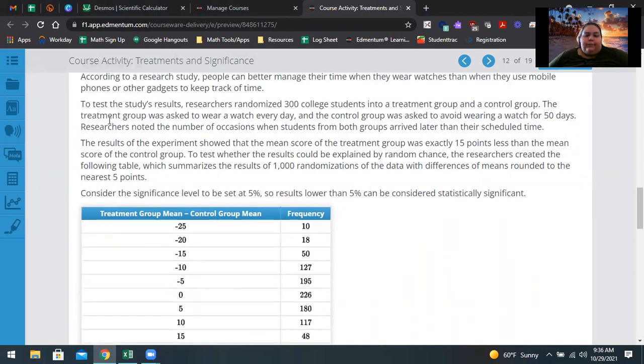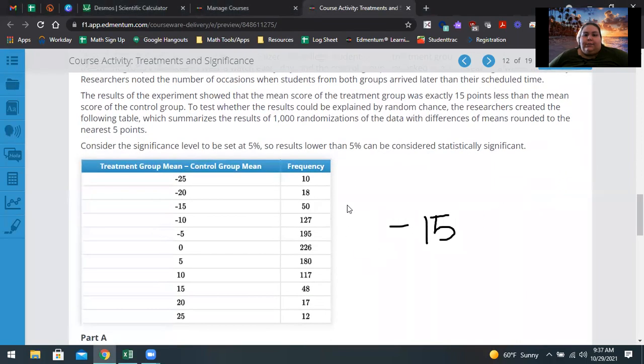So going back here, it says the results of the experiment showed that the mean score of the treatment group was exactly 15 points less. So that idea where they're saying less is that I'm looking for 15 points below. That means my control group was higher, meaning I have a negative value for the difference. So 15 points less than the mean score of the control group.